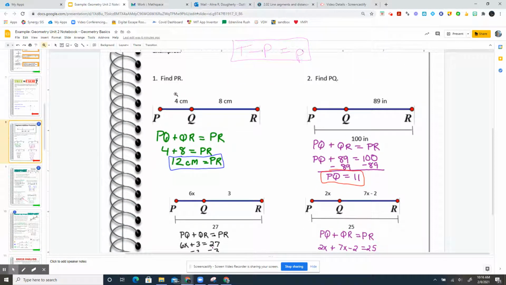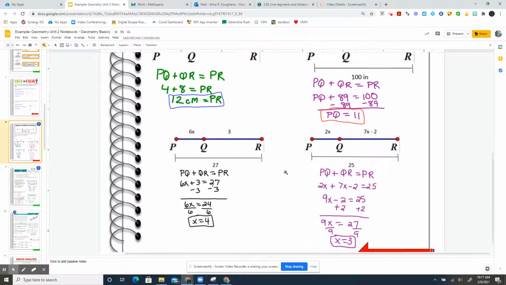So in our first example, I've got the part PQ, that's 4, and the other part QR, that's 8, and together 4 plus 8 equals 12. Kind of common sense, right? 4 plus 8 equals 12. Well, what if I give you the total and then I give you one part and I want the other piece? So here I've got the part plus the part equals the total. We subtract out the piece we know, so 100 minus 89 is going to give us 11.